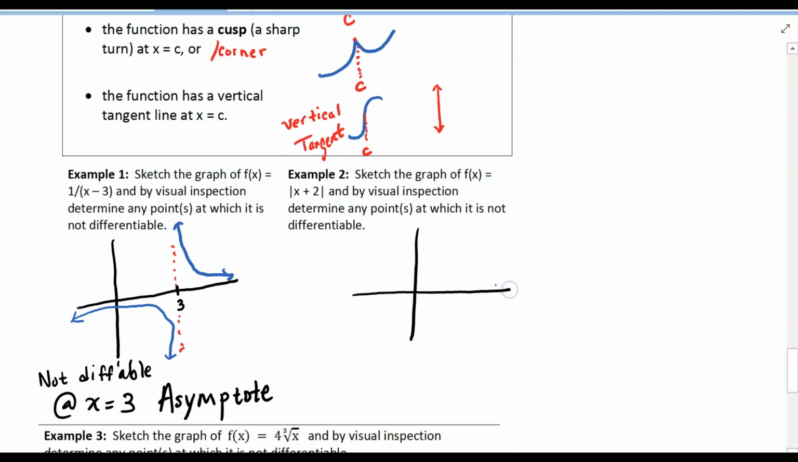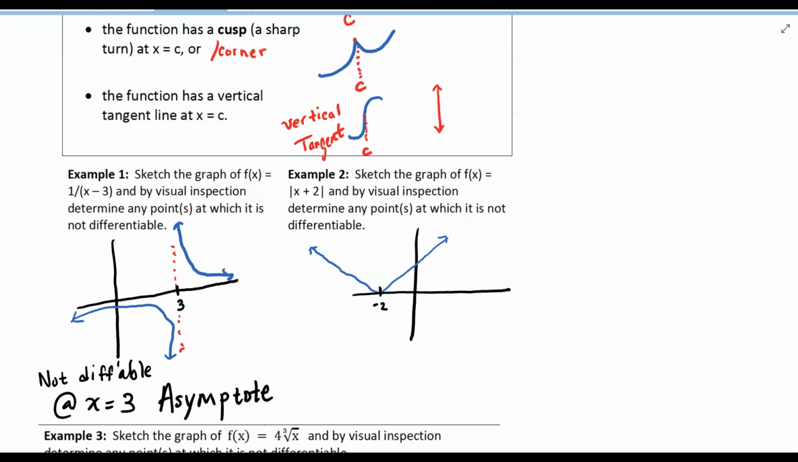Here's another graph. This one is the function f of x equals the absolute value of x plus 2. So we have a number here, call it -2. It's this kind of V-shaped graph. All right, I tried my best. I really did.